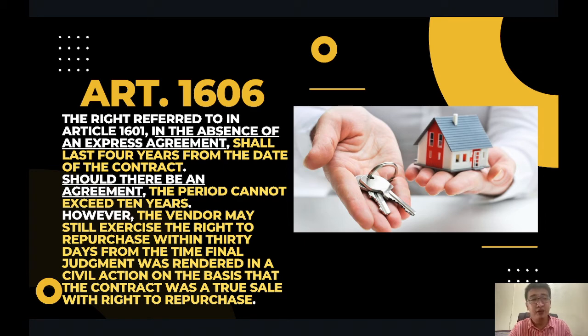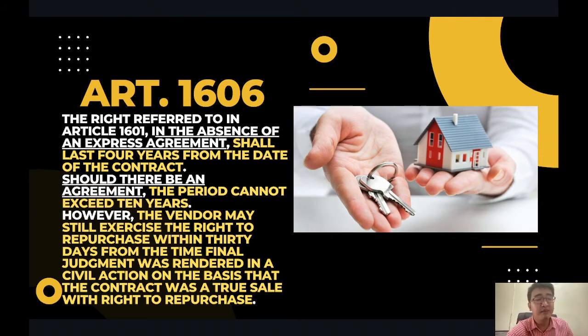Okay? Say for example, the seller has a right to repurchase pero walang sinabi na period. Within 6 months from the sale, walang nakalagay. Okay, kapag wala daw nakalagay, the right to redeem or the right to repurchase shall last 4 years from the date of the contract. So kung walang agreement as to the term, kung kailan i-exercise yung right to redeem or right to repurchase, 4 years.